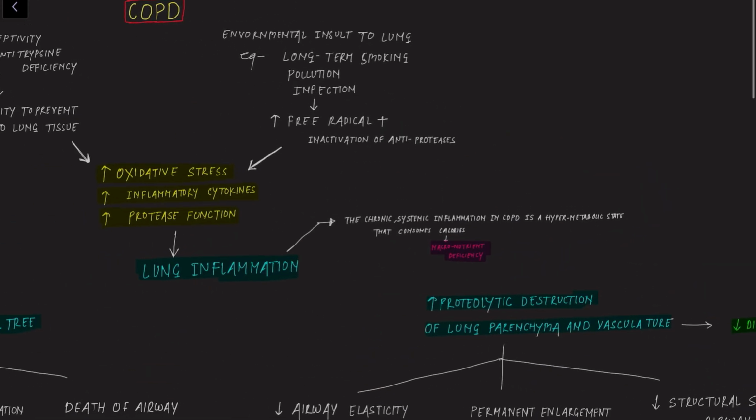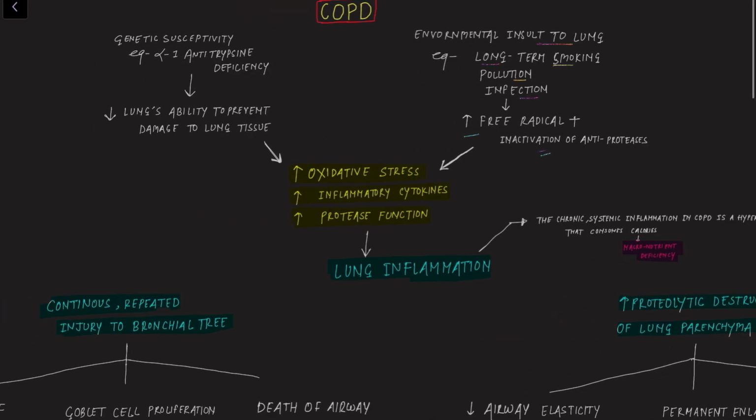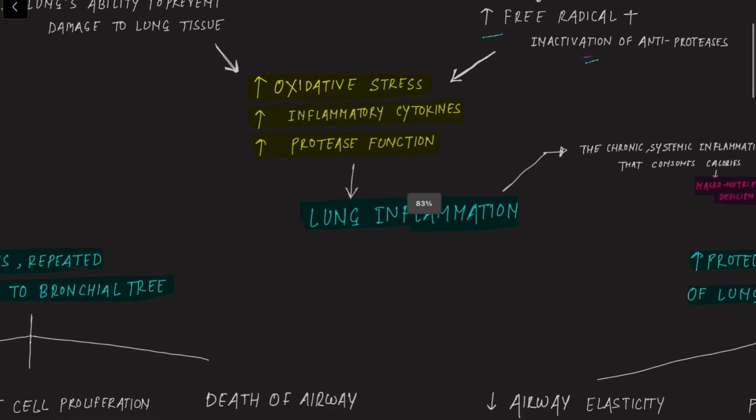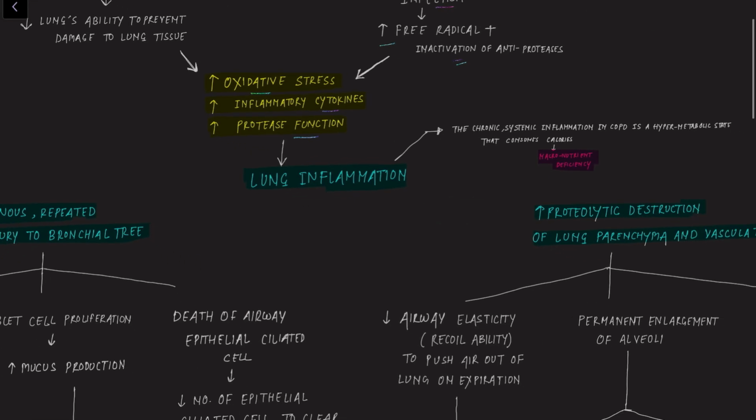COPD etiology: environmental insult to the lung, like long-term smoking, pollution, and infection, increases free radicals and causes inactivation of antiprotease. Genetic susceptibility, like alpha-1 antitrypsin deficiency, decreases the lung's ability to prevent damage to lung tissue. All these increase oxidative stress, increase inflammatory cytokines, and increase protease function, which leads to lung inflammation.